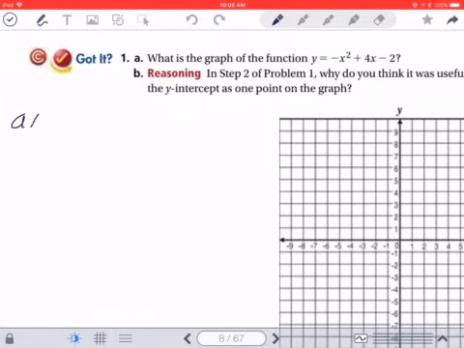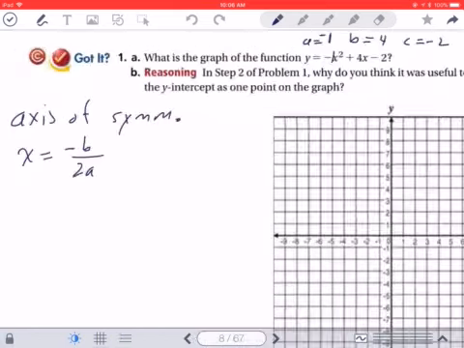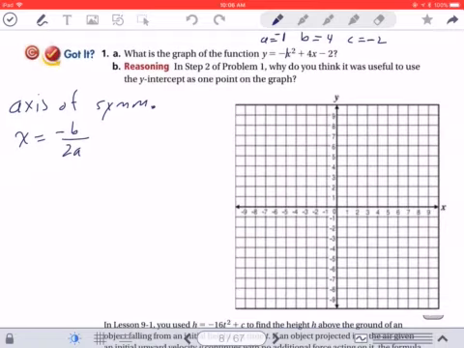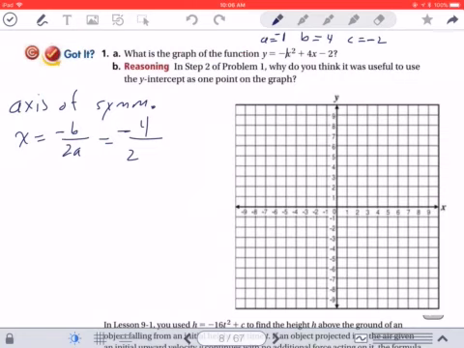So the first thing I want to do is find the axis of symmetry. And the axis of symmetry is x equals negative b over 2a. And if I label all of these, a is going to be negative 1, so I know it's going to open downward. B is going to be 4, and C is going to be negative 2. So I probably want to know those. So I have x equals negative b over 2a, so this is going to be negative 4 over 2 times negative 1. So this is negative 4 over negative 2, which is going to be 2.